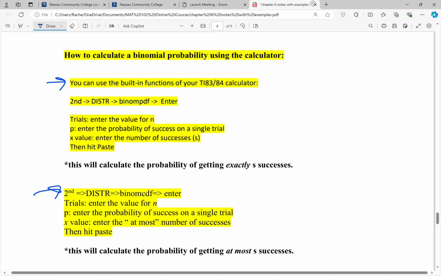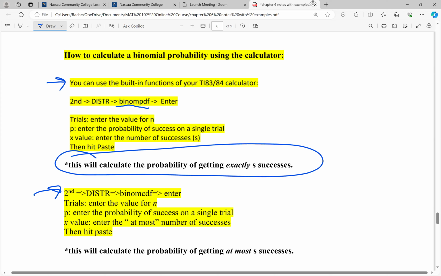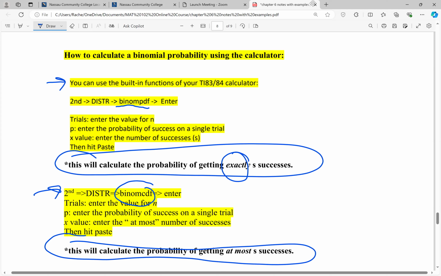They stand for binomial, with the P standing for binomial probability distribution function, and binomcdf standing for binomial cumulative distribution function. Here's the difference. We use binompdf when we want to calculate the probability of getting exactly S successes. We use the cumulative function binomcdf if we want to calculate the probability of getting at most S successes. It's a cumulative probability, so it adds up the probabilities included in at most S successes. You're going to see the difference between the two.